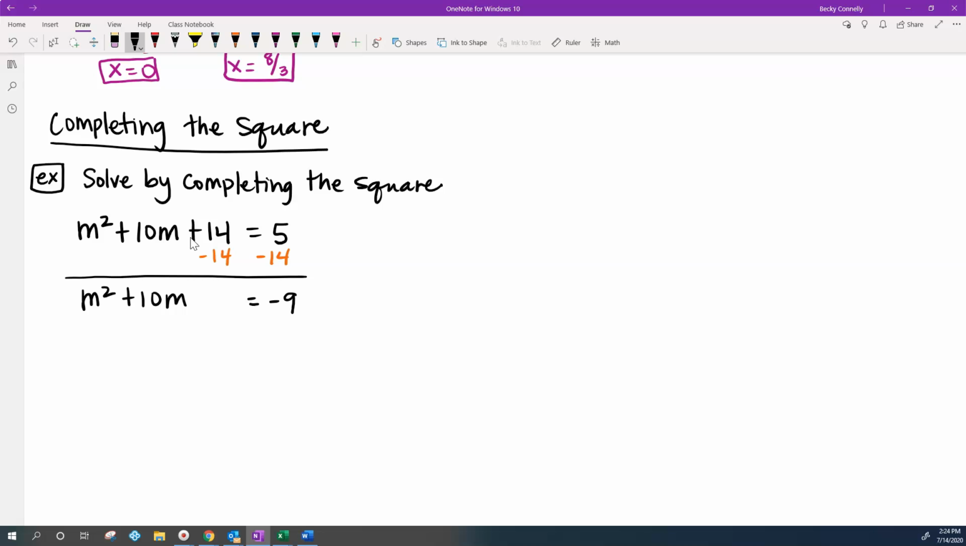Okay. Then I'm going to show you, like I said, pictorially as well as with the equation, what is happening here.